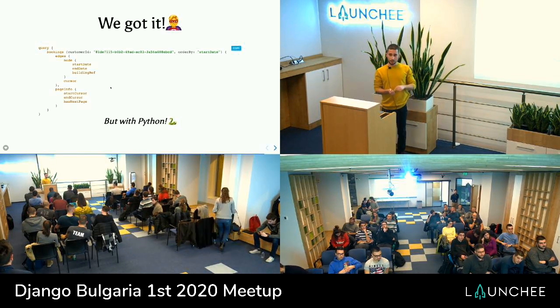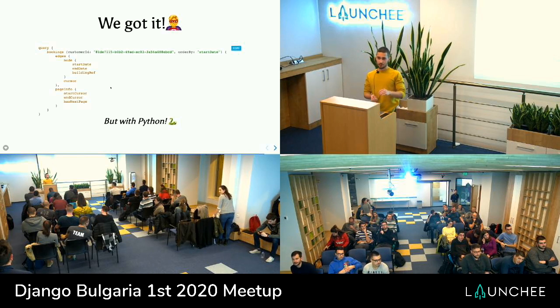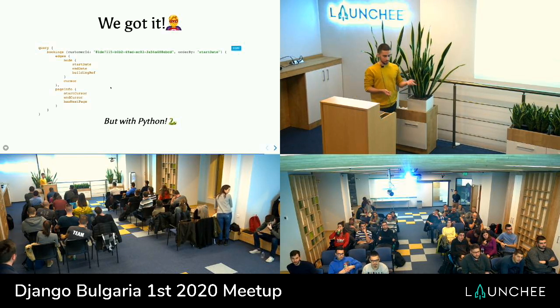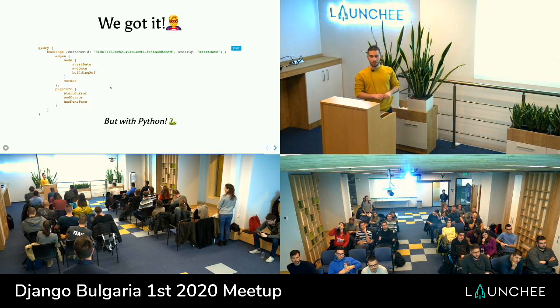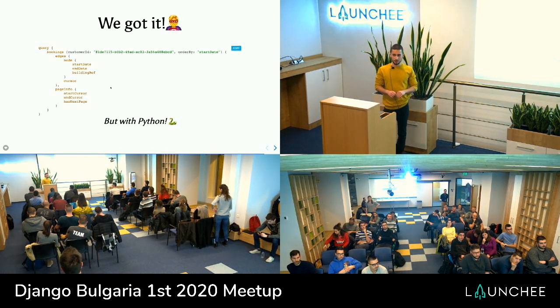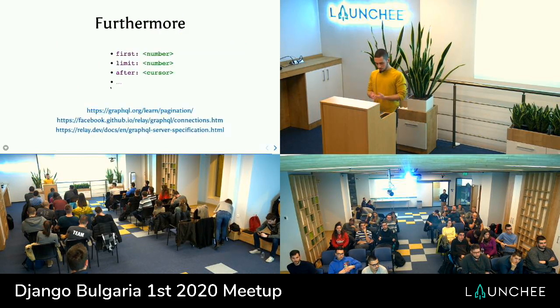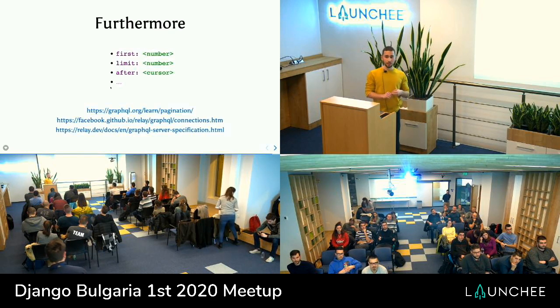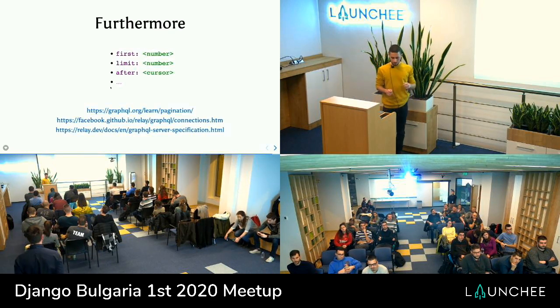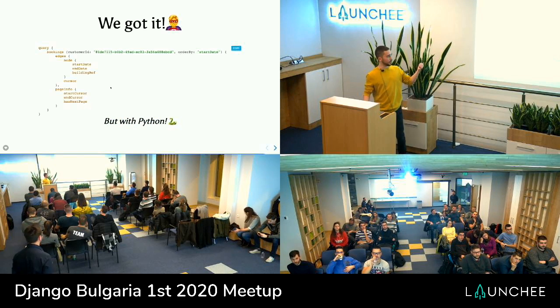We have the order by clause. We have edges and nodes, which are the Relay specification in order to have out-of-the-box pagination. We attach the certain fields that we want to have. We have the cursor and the page info coming out of the box. Furthermore, we have some other things that we can do, and they're actually working here.